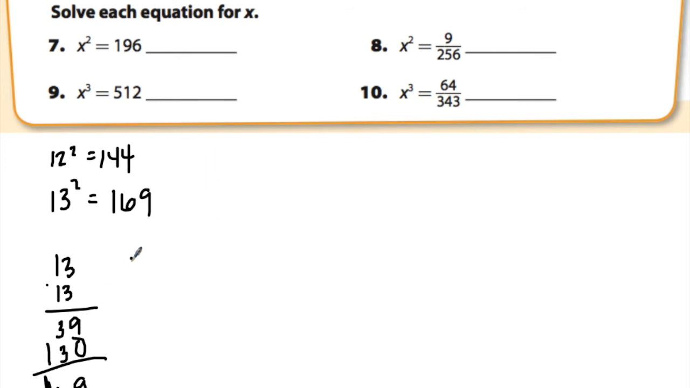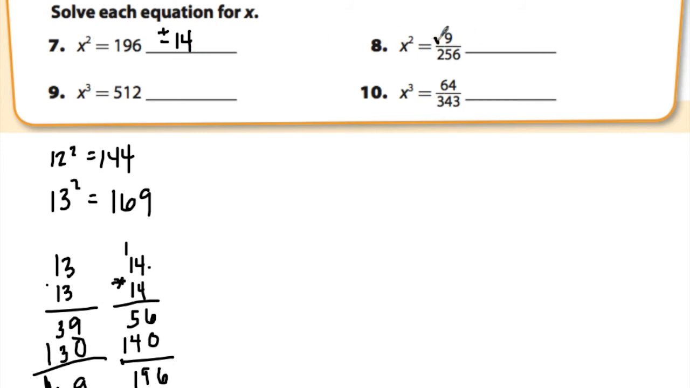So let me try the next largest. 14 times 14. 4 times 4 is 16. Carry the 1. 1 times 4 is 4, plus 1 is 5. Add my 0. 4 times 1 is 4. 1 times 1 is 1. I get 196. So I know that x is equal to positive or negative 14. That's how you can show both numbers at once.